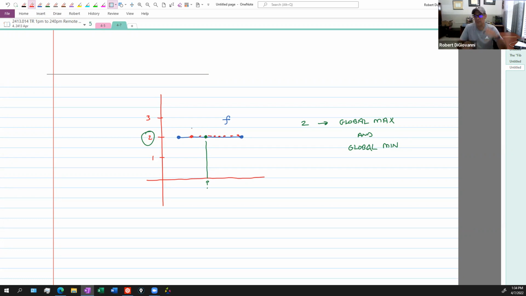This is an extreme case. I just wanted you to think about it, because initially when you look at that, you'd be like, well, it doesn't have a global max because it doesn't have a highest point. Well, every point is the highest point and every point is the lowest point. So it's kind of weird. All right, we good? We're gonna move on.